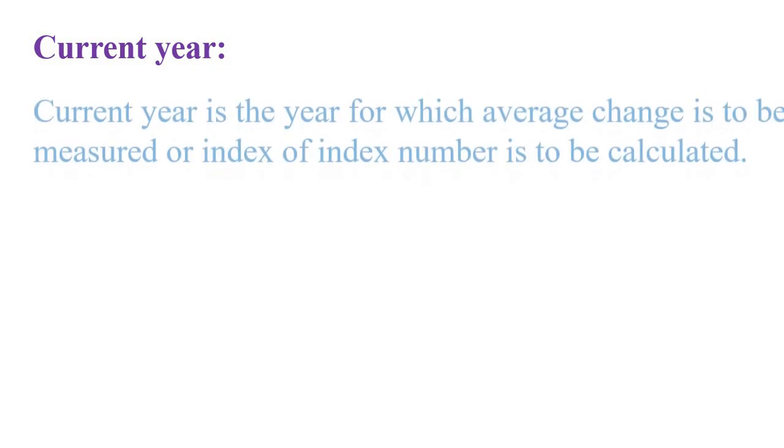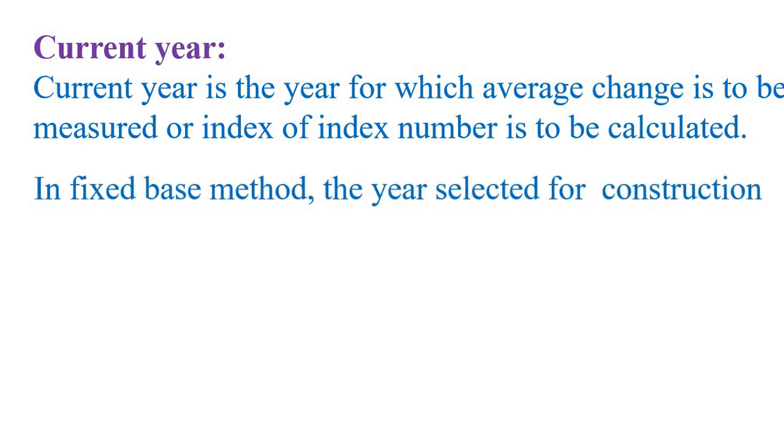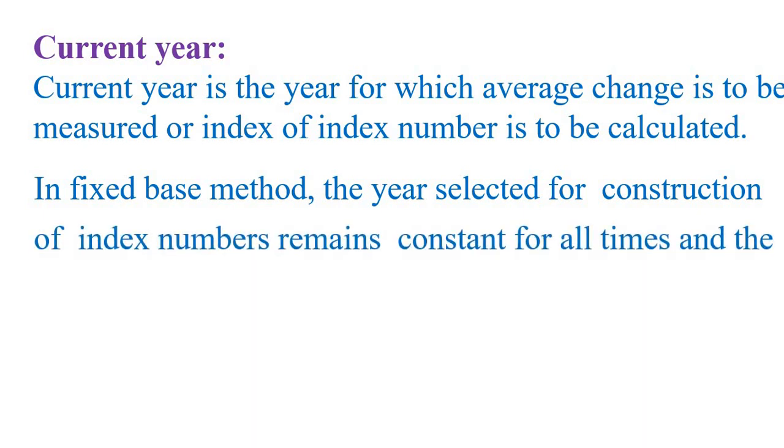Current year is the year in which the average change is to be measured. The next number is to be calculated; it's called the current year. In the fixed base method, the selection of the base year is important. It should be mentioned, and it means it is constant for all times, and the base shall remain fixed. Generally, we use the least year.